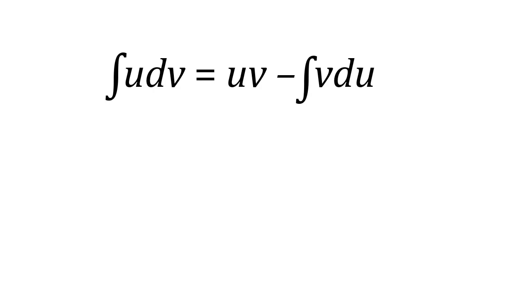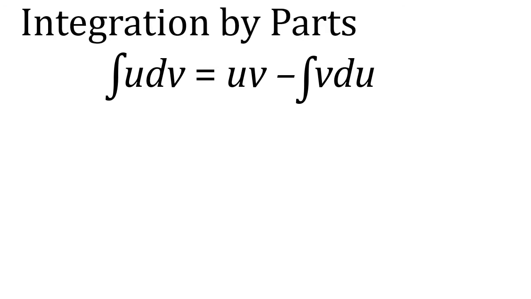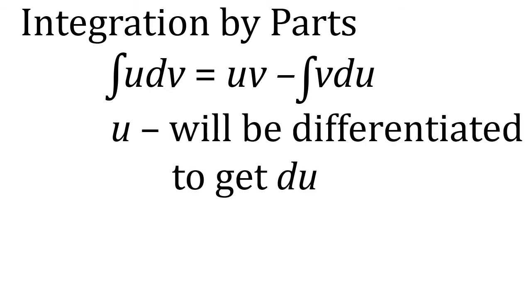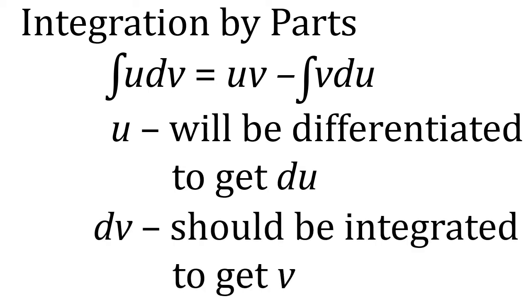Again, the integral of u dv equals uv minus the integral of v du. This will be our formula for integration by parts. u will be differentiated to get du, and dv will be integrated to get v. Remember that.